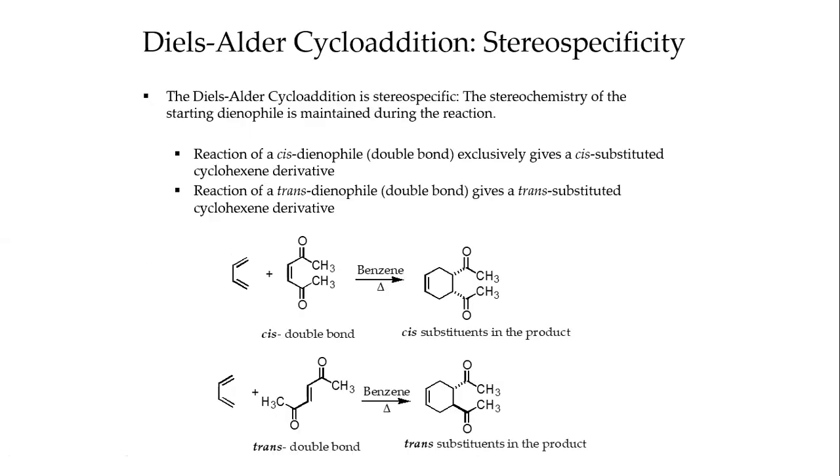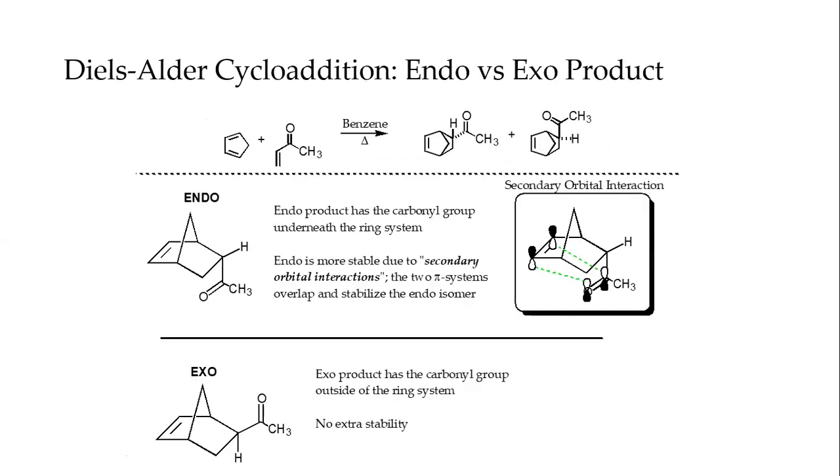There's also another stereochemical, but also electronic, consideration for the Diels-Alder, and that is whether or not the product you get is endo or exo, right? And you see this with cyclic dienes. If you have a cyclic diene, then you have this observation of the endo versus exo product.